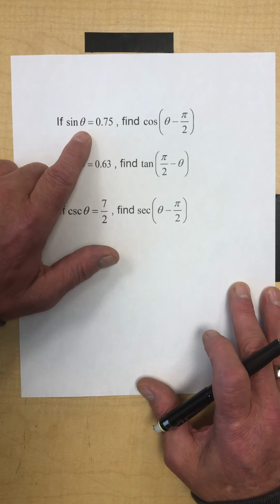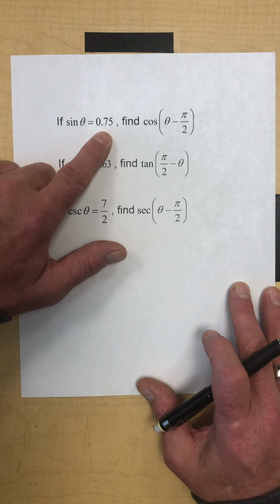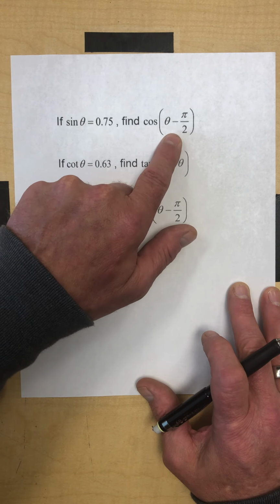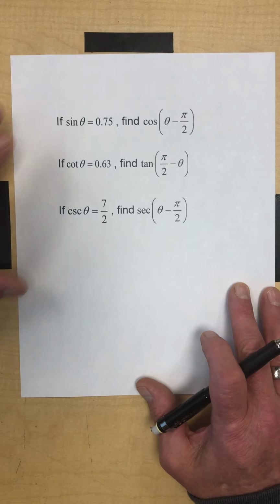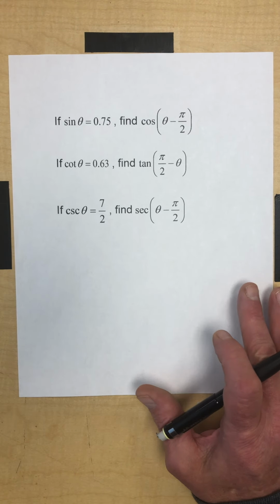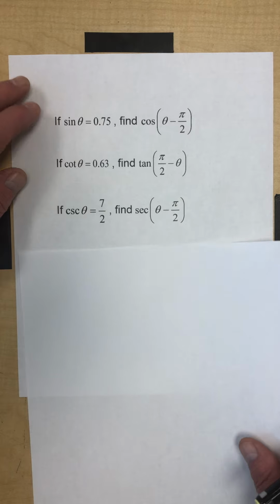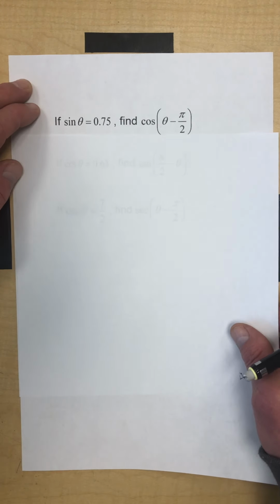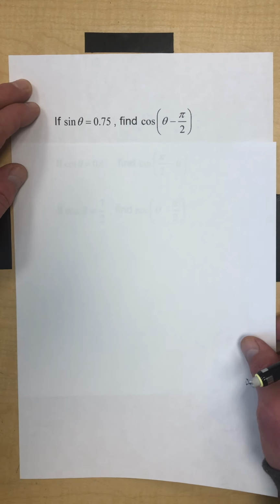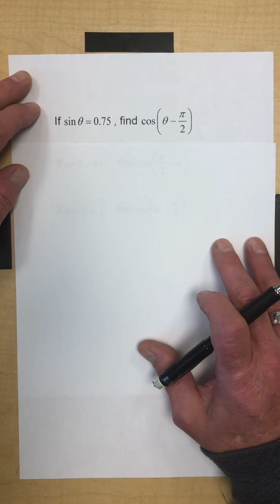It says the sine of theta is 0.75. And then you see this theta minus pi over 2. Now, we got a problem there, okay? Because if theta is our angle measure, then its complement would be pi over 2 minus theta, not theta minus pi over 2.